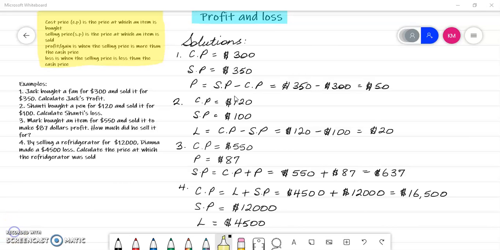$16,500. So to your notes, if you want, you can add these things here. Profit is found by saying selling price take away cost price. Loss is equal to your cost price take away your selling price. Selling price is equal to cost price plus your profit, and cost price equals your loss plus your selling price.